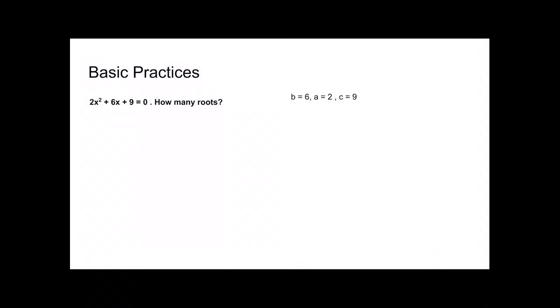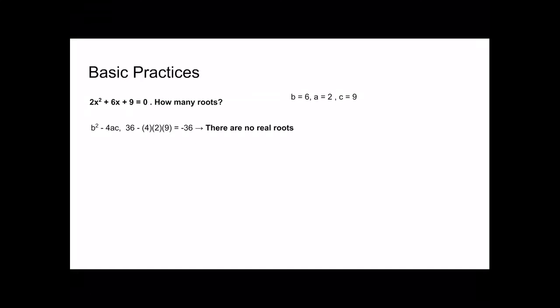Alright, so we have some really basic practices here. We have 2x squared plus 6x plus 9, and we're asked how many roots. Once again, we go directly to our discriminant, b squared minus 4ac. Identify our variables: b equals 6, a equals 2, and c equals 9. If you plug this into your discriminant, you should get negative 36. That's a negative number, so you cannot square root it, therefore there are no real roots.